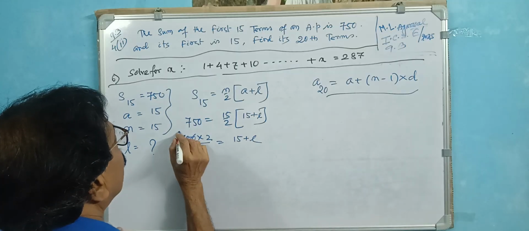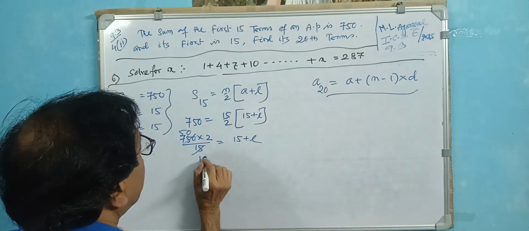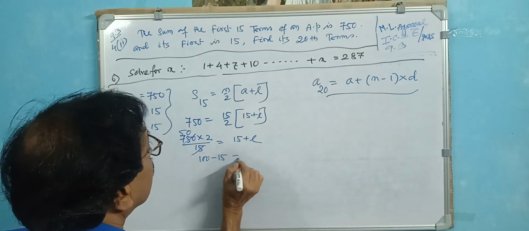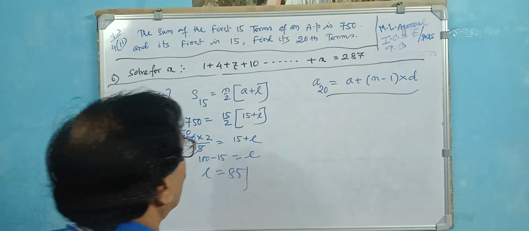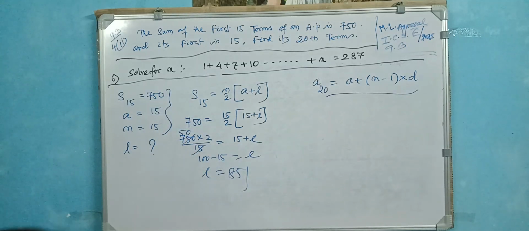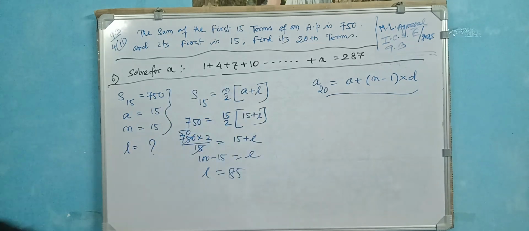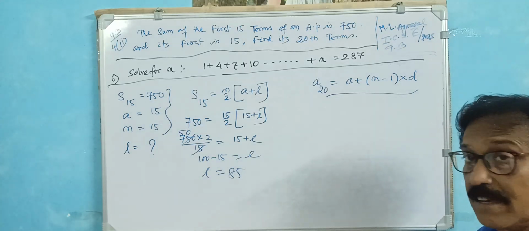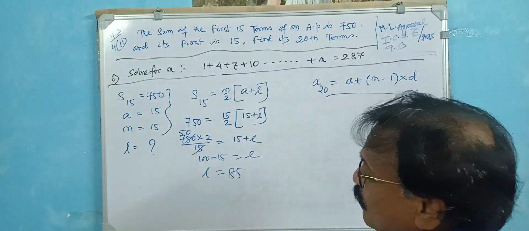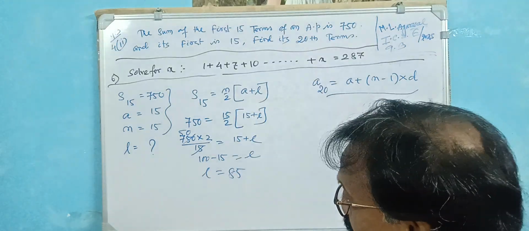750 into 2 by 15 is 100. 100 minus 15 is L, so L is equal to 85. Why do you calculate L? Because you find D from there. You get L is 85.